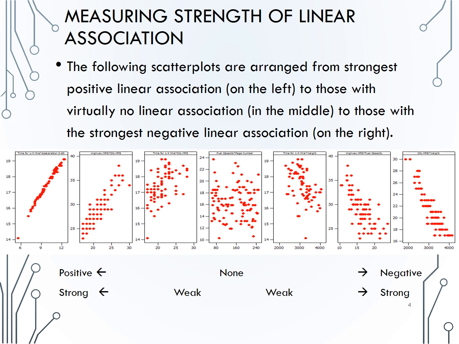So the following scatter plots are arranged from the strongest positive linear association on the left to those with virtually no association in the middle, all the way over to the right where we're showing a very strong negative linear association. Again, I can fit a straight line to each of these scatter plots. In the first three, that line would be angled up or have a positive slope and therefore are considered a positive relationship.